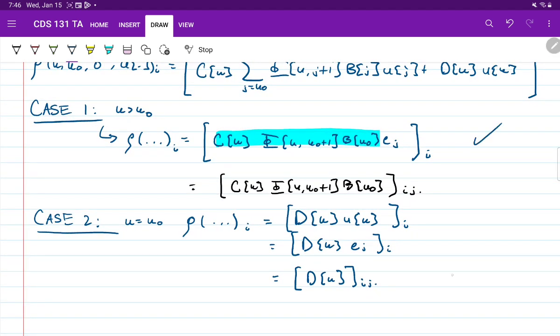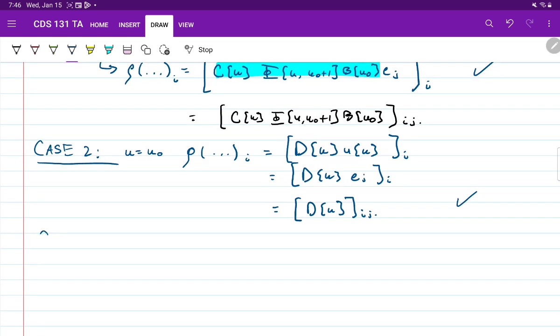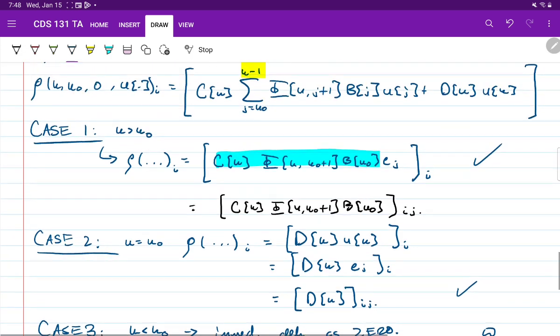Okay, so case 1 is done, case 2 is done, and then for case 3 of k less than k naught, we just immediately define it as 0. And this is just by definition of the impulse response. Okay, fantastic. So we've proven this result.